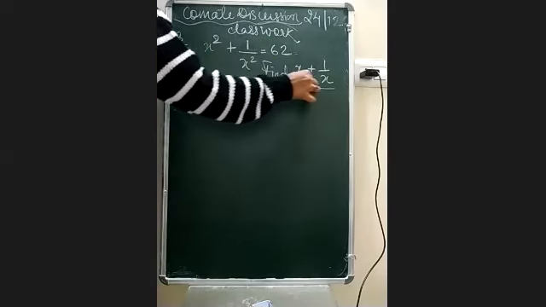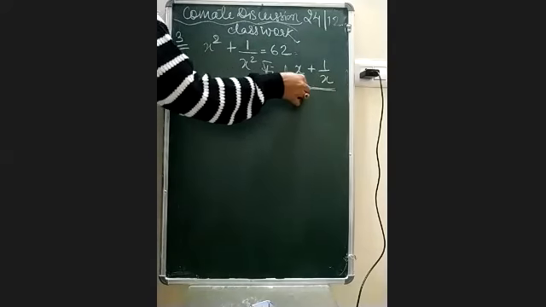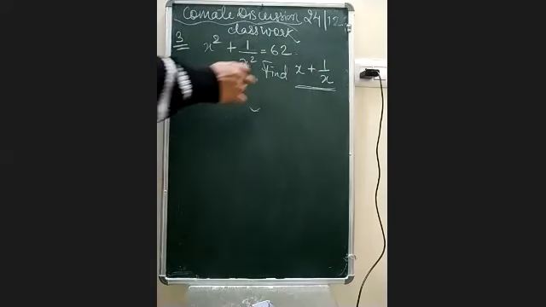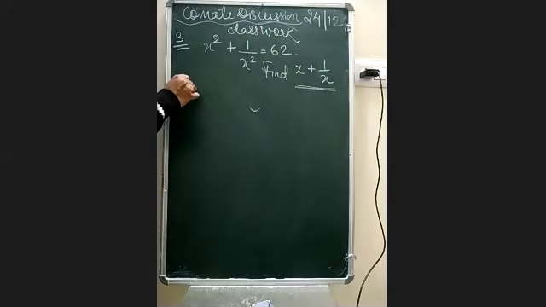When you have the squaring of this. Until you square this, you will not get it in square form. Okay? So first, we take the square of x plus 1 upon x, because we want this.